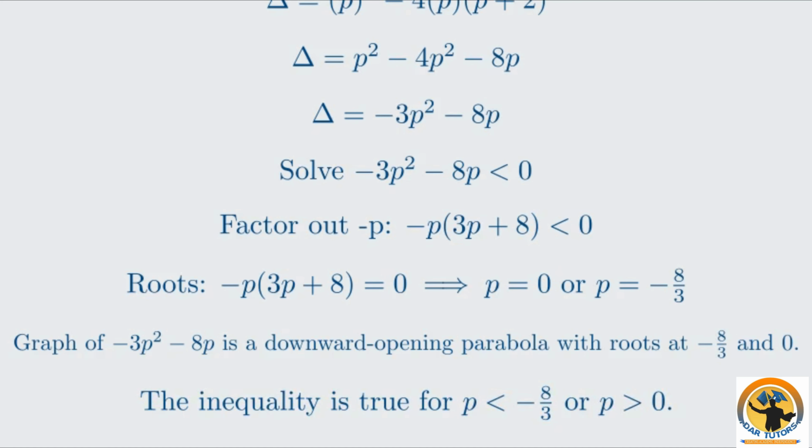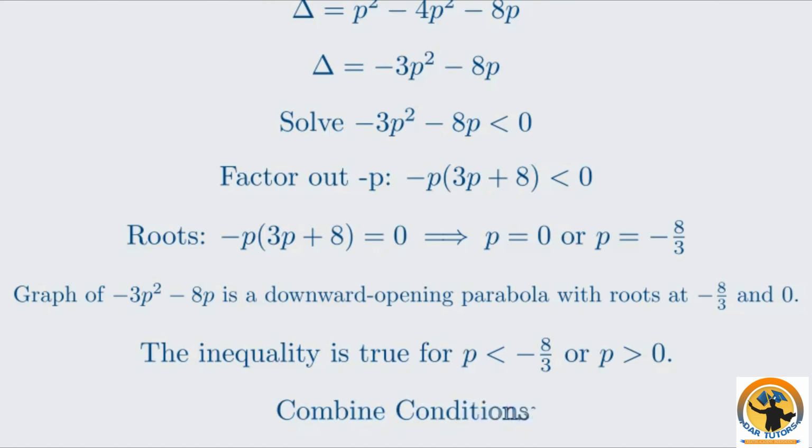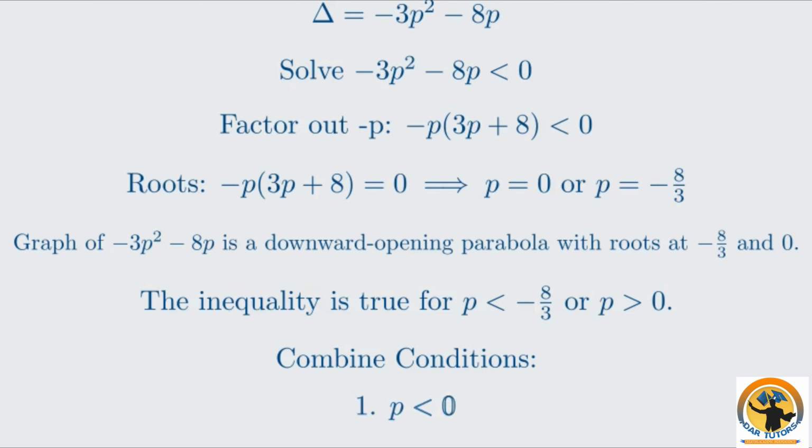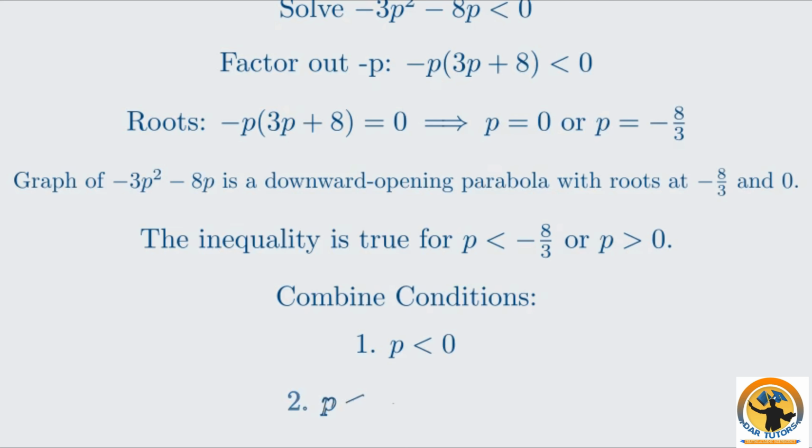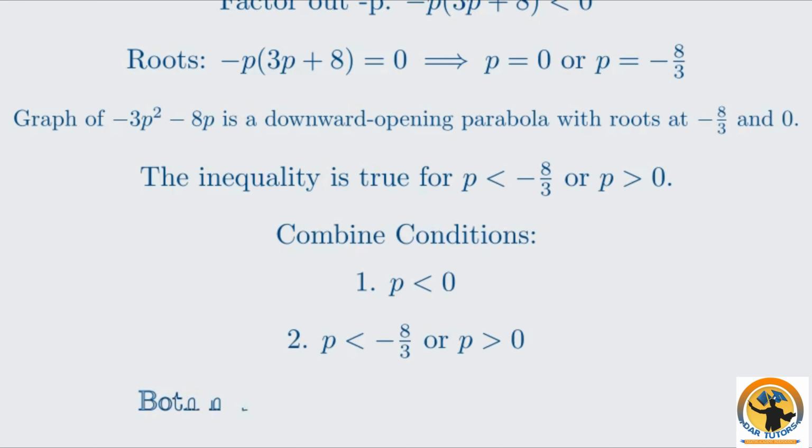Now we must combine both conditions. Our first condition was p is less than 0. Our second condition is p is less than negative 8/3, or p is greater than 0. We need to find the overlap. The values that satisfy both inequalities are p is less than negative 8/3. This is our final answer. The quadratic will be negative definite if and only if p is in this range.